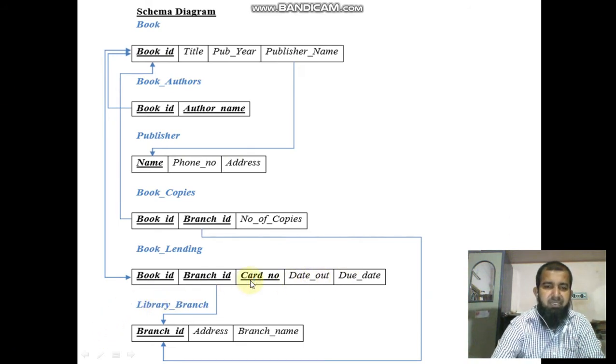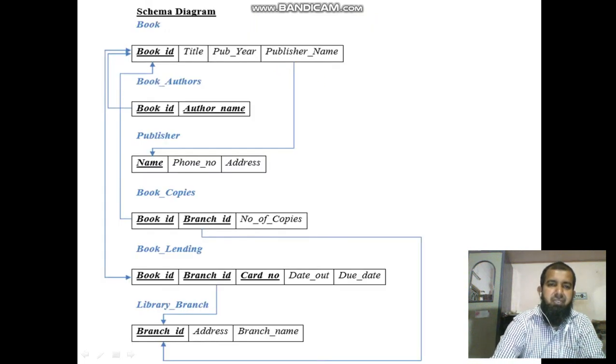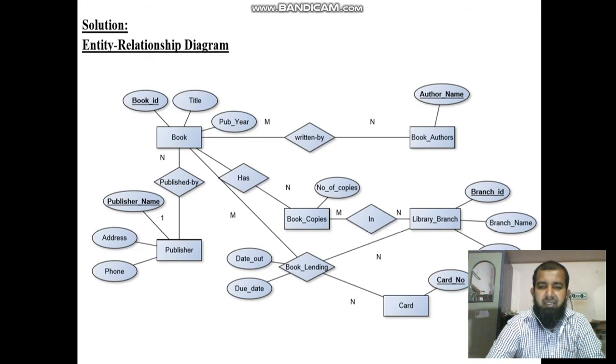So here card number is a reference to one more table, the card table. It is not mentioned here. Card number is a reference to card number of the card table, which is also a primary key. Card number of this book lending table references the card table. In the schema diagram the card table is not mentioned, but in the ER diagram the card is there.